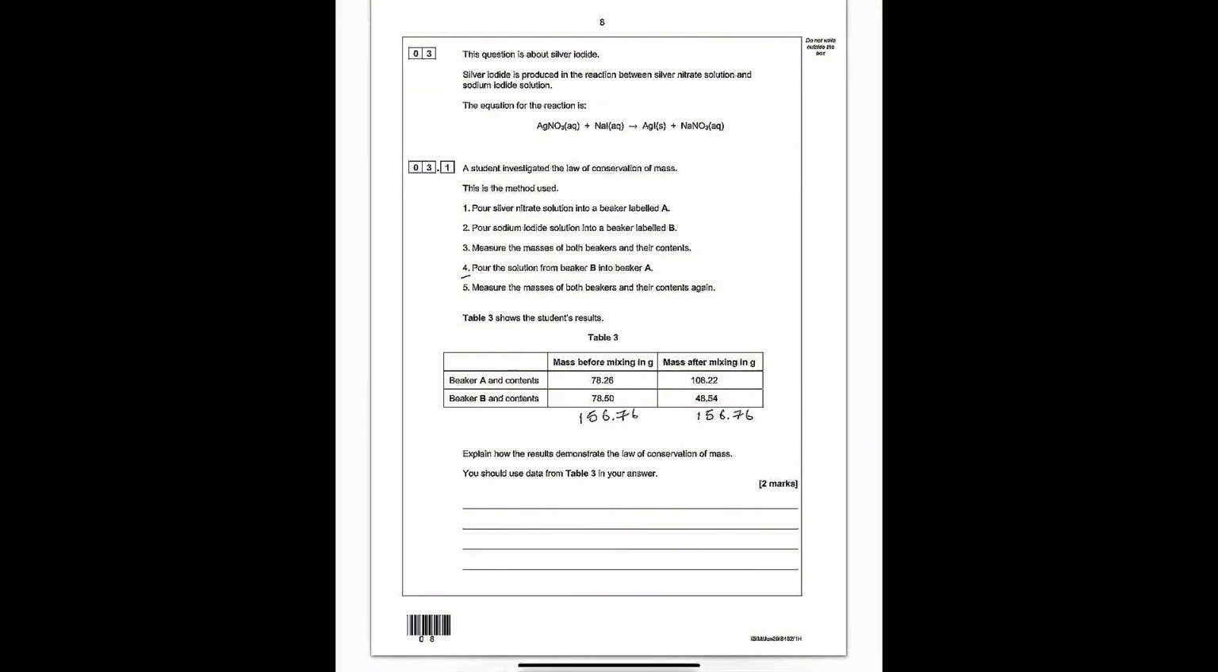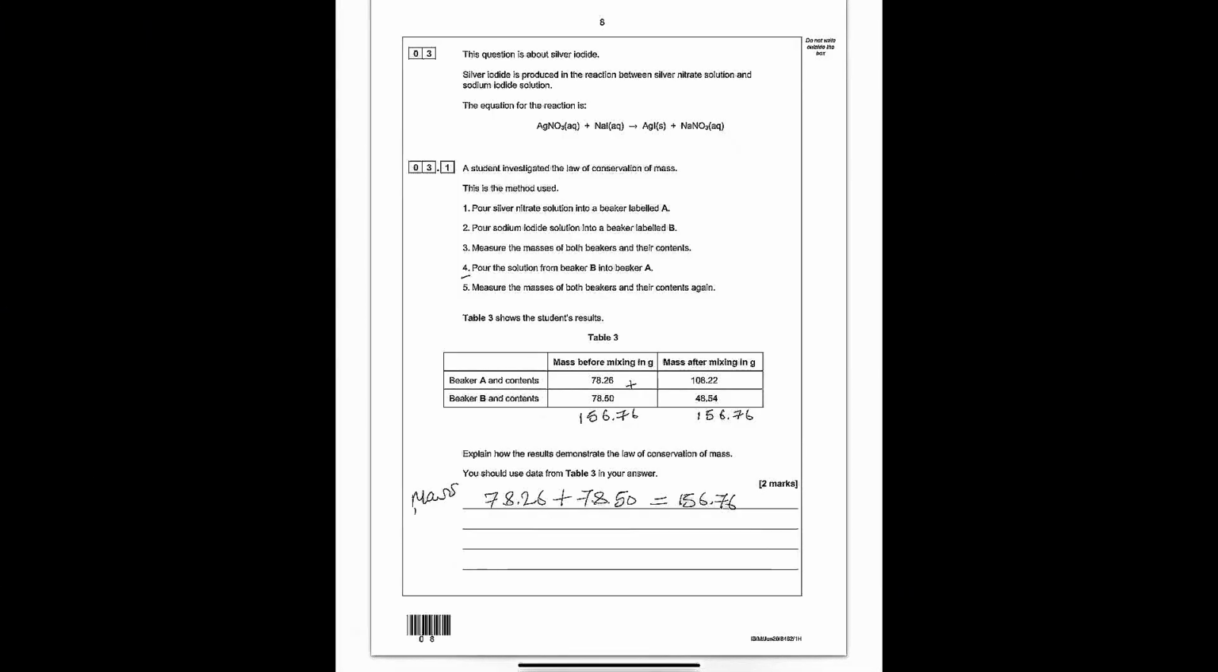So you do 78.26 plus 78.50, and then over here we do 108.22 plus 48.54. So we can write that, if you do this calculation over here, which I've just done, 78.26 plus 78.50 gives you 156.76, and then this is going to be the mass before.